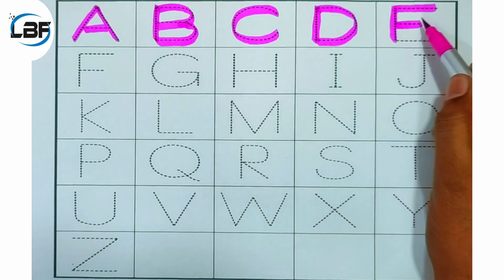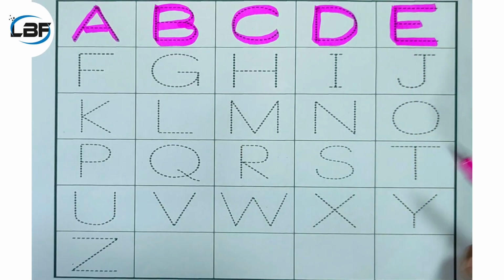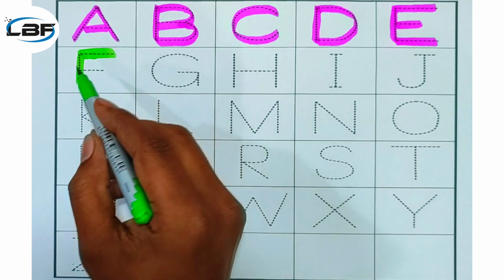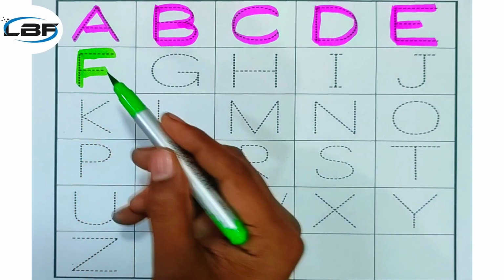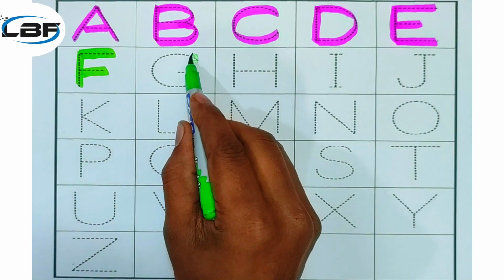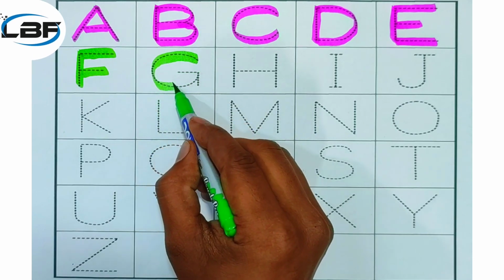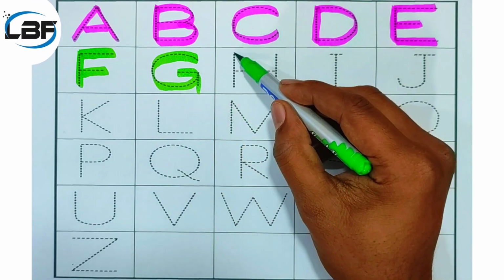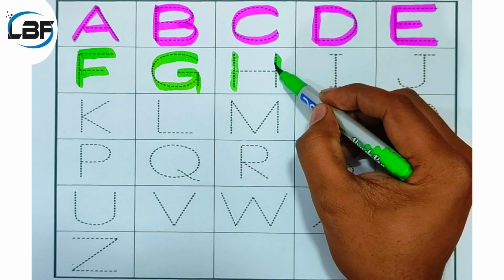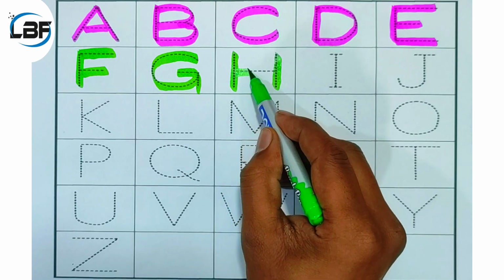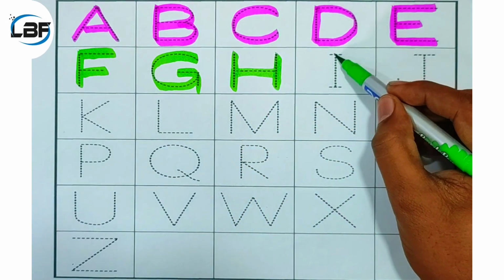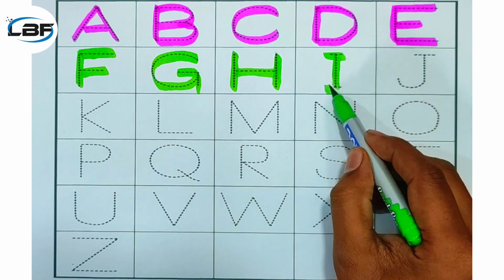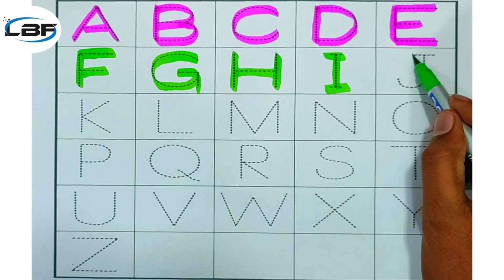Pink color. E for elephant. Green color. F for fish. Green color. G for grapes. Green color. H for horse. Green color. I for ice cream.